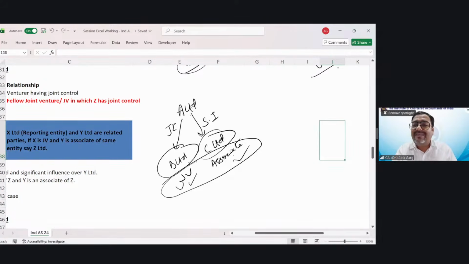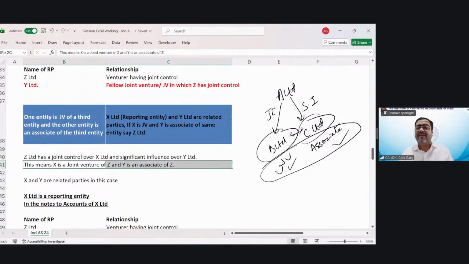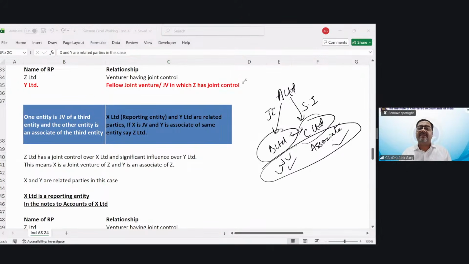So if one entity is a JV of the other entity, and another entity is an associate of that same entity, these two entities will also become related parties. This B Limited and C Limited will also become related parties. For example, Z Limited has joint control over X Limited and significant influence over Y Limited. This means X is a joint venture of Z and Y is an associate of Z. X and Y are related parties in this case, right?